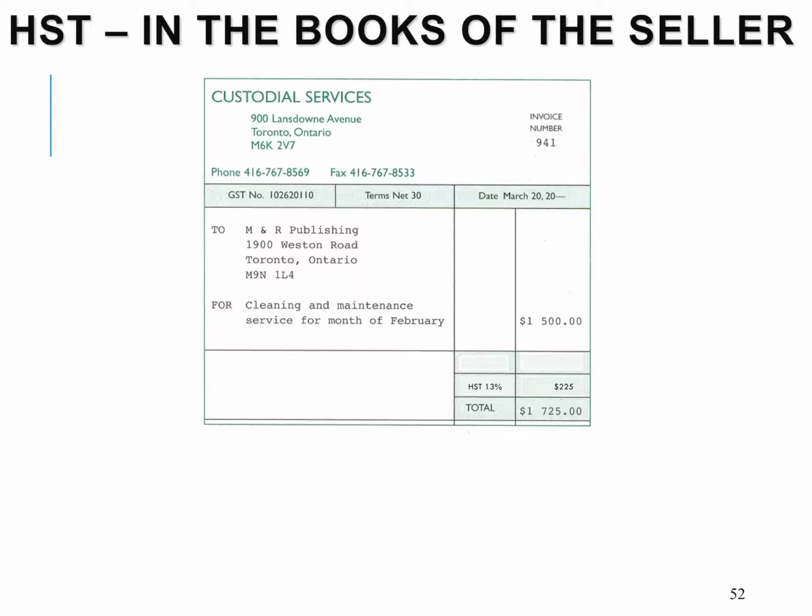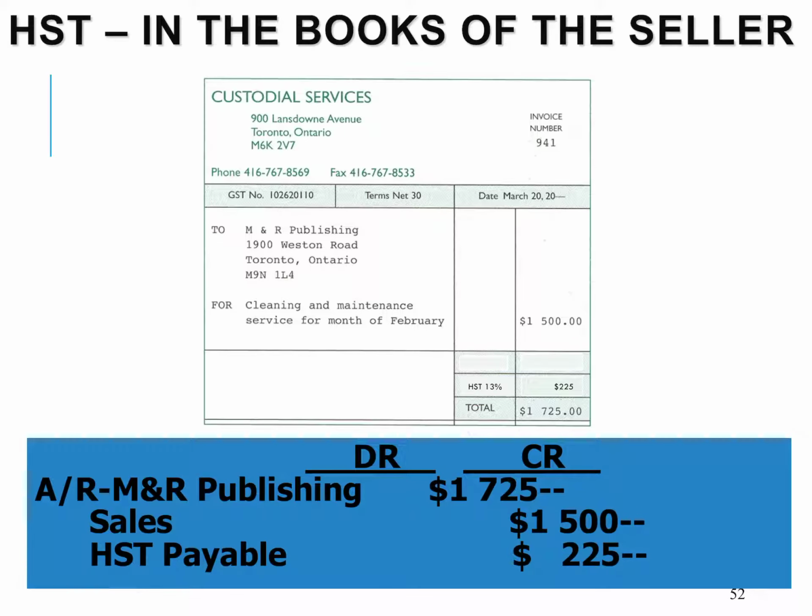So here we have, in this particular case, we are custodial services. That's our company. This is HST in the book of the seller. We have HST at 13% right here. That is the amount of HST we're owing. And you can see what happens with this transaction. We debit accounts receivable, okay, because the people owe us. We sent them an invoice.